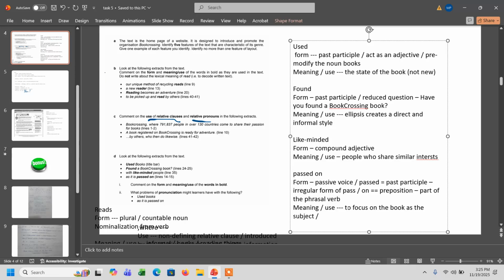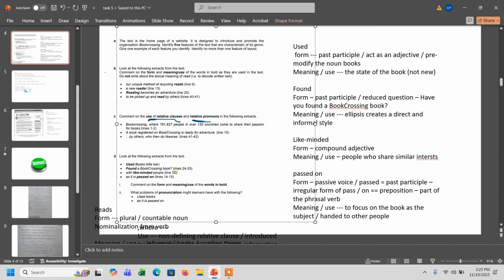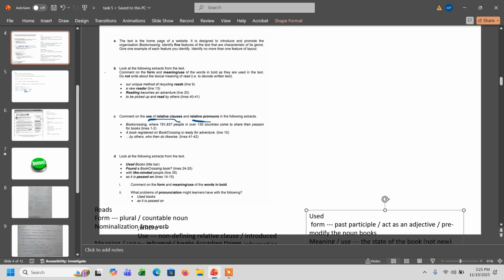And another one is like, pass on is handed to other people, right? Handed to other people. I think we have enough. Okay, number 2. What problems of pronunciation are used book? Pronunciation, used books, used book.